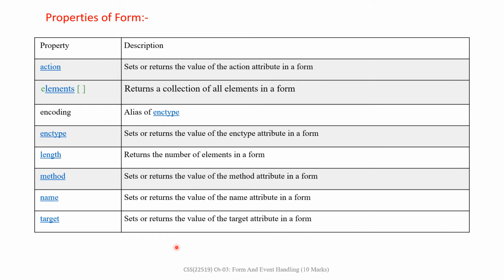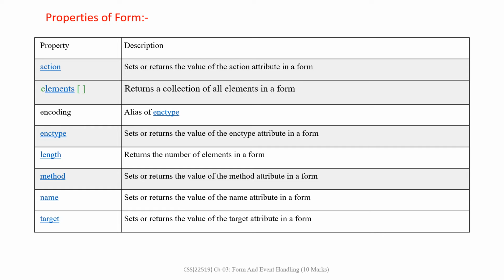First, action is a read and write string that reflects the action attribute on the form. The elements property contains the elements in the form, means there may be 4 or 5 elements. Encoding is a read and write string that specifies how form data is encoded. Then length is used to return the total number of elements in the form. These are method, name, target. These are the different properties for the form.